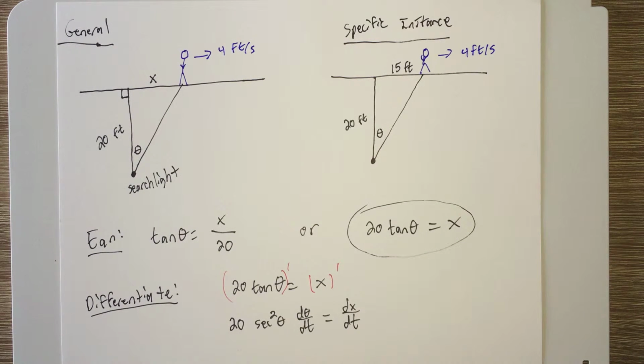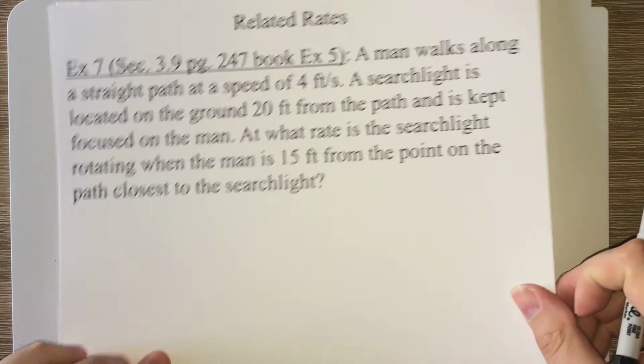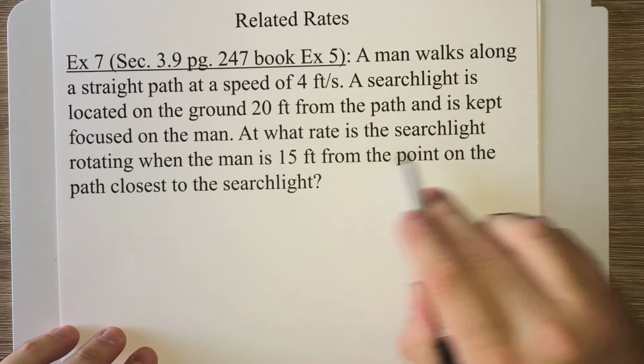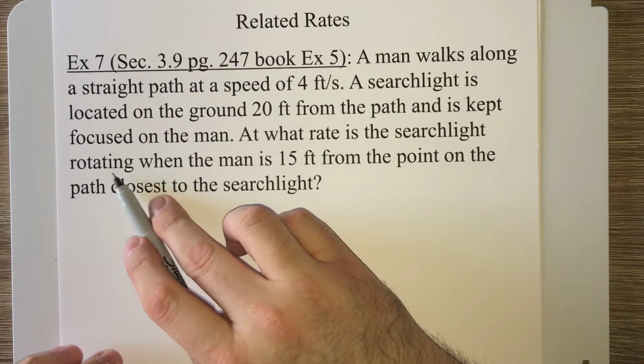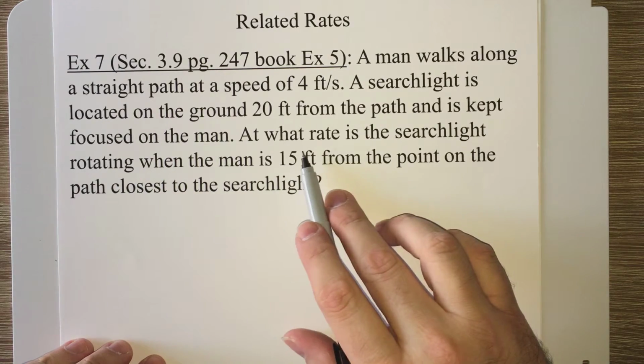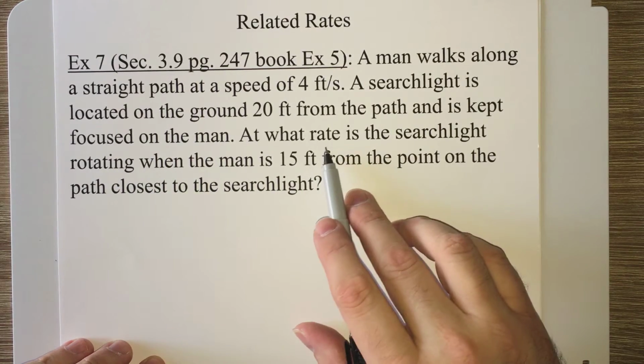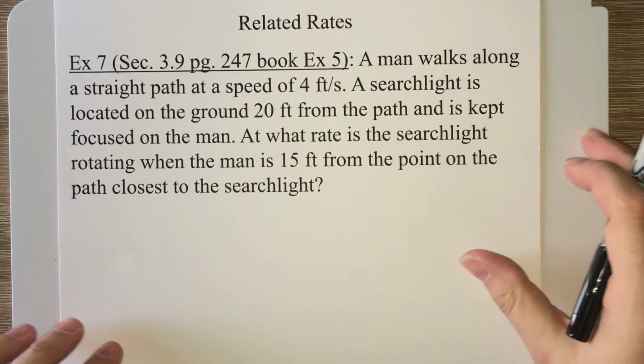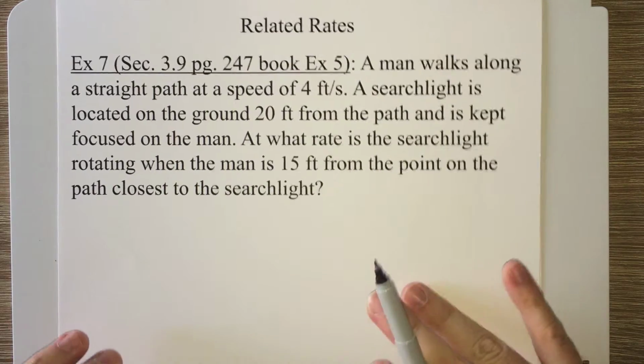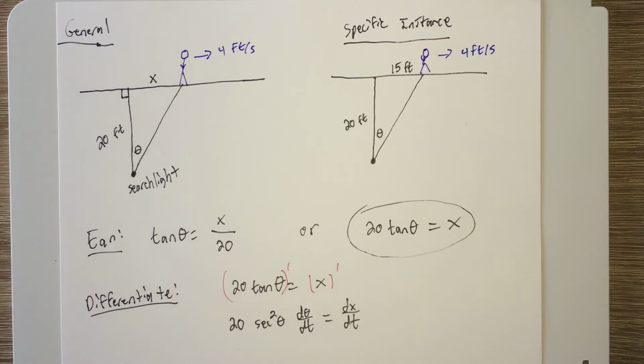Okay, now let's go and see what they were asking us to find. So I'm going to bring the problem out here again. At what rate is the searchlight rotating? Rotating has to do with theta, but they're talking about at what rate it is rotating. If they're talking about the rate, they're talking about the derivative. So they're asking you to find what quantity? If you said d theta dt, then you had it right. So they're asking you to find d theta dt.